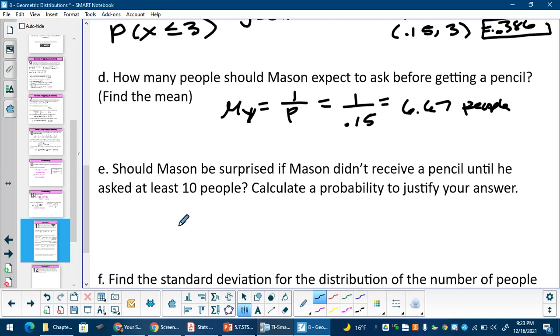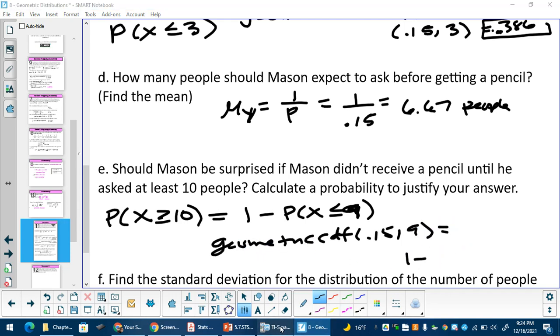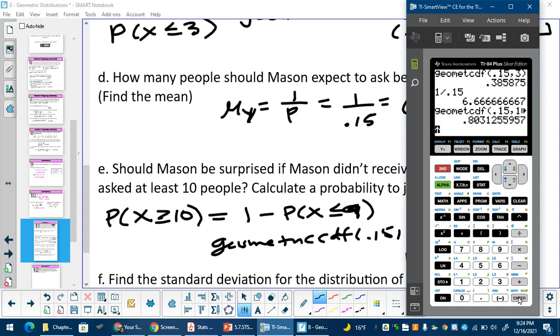So now he's asking, should he be surprised if he didn't receive a pencil until he asked at least 10 people? So we want to know the probability he has to ask 10 or more people, which is the same thing as 1 minus the probability of 9 or less. So we are going to do geometric CDF of 0.15 comma 9, and then we're going to do 1 minus that at the end. Oops, I did that wrong. Change it to 9.